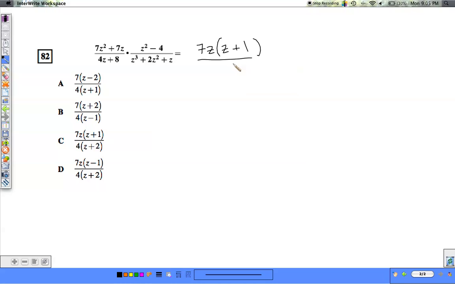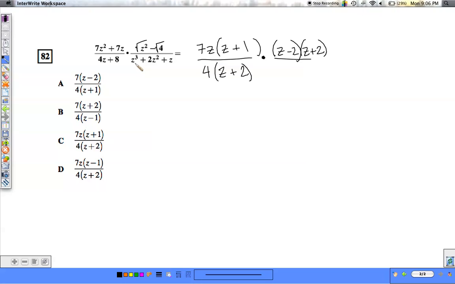And for the denominator, I see that they both share a 4, so I'll factor that out, getting us 4 times z plus 2. Our second fraction, z squared minus 4. Well, I see that I've got a squared term and a squared term separated by subtraction. One trick that we talked about was the difference of two squares. So, z minus 2 times z plus 2.